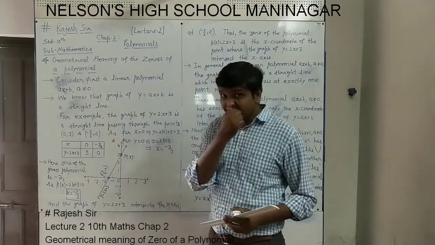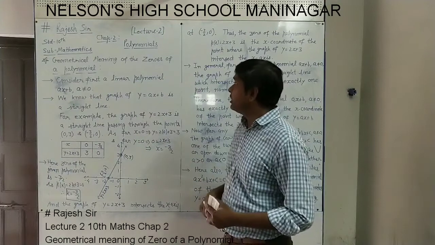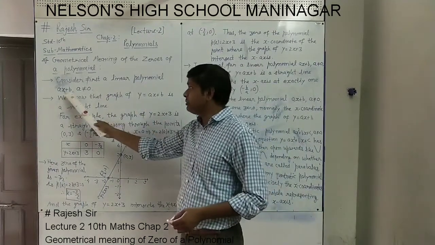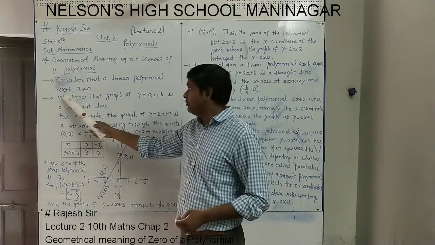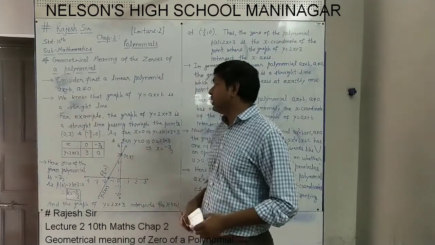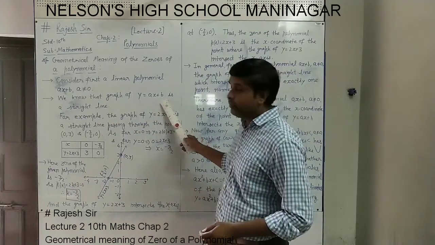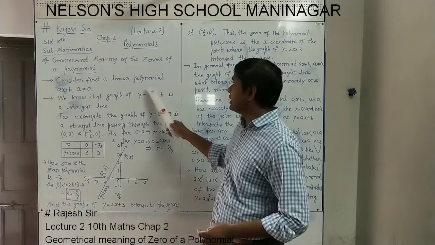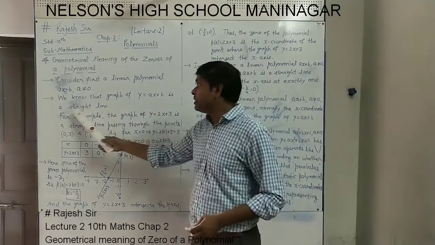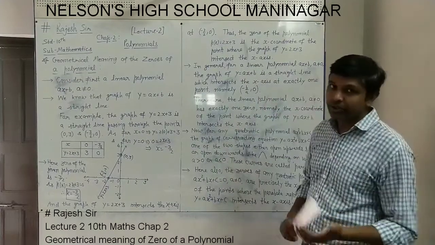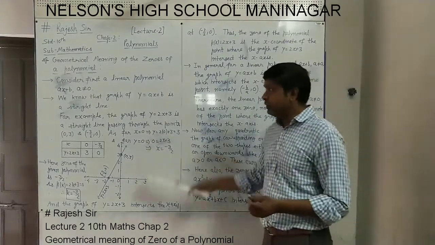So consider first a linear polynomial. For a linear polynomial we will understand the geometrical meaning of zeros of a polynomial. As we know, a linear polynomial is of the form ax plus b, where a is not equal to 0. And we know that the graph of y equal to ax plus b, that is a linear polynomial, is a straight line. And here we will confirm it also.